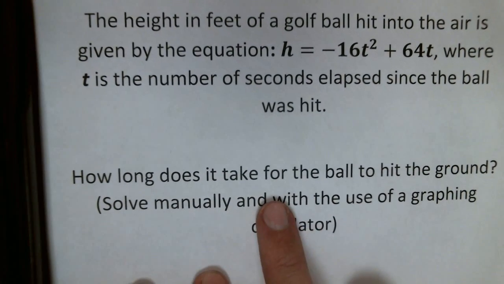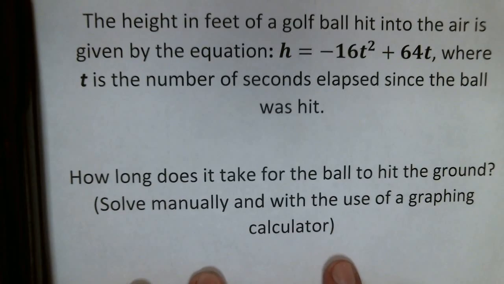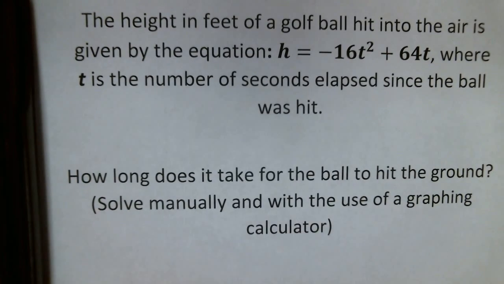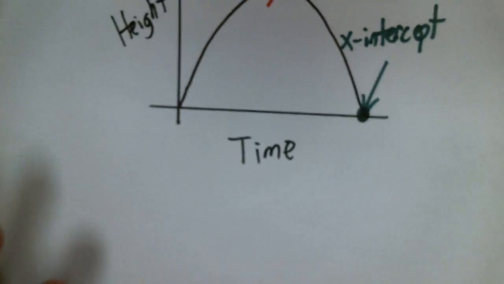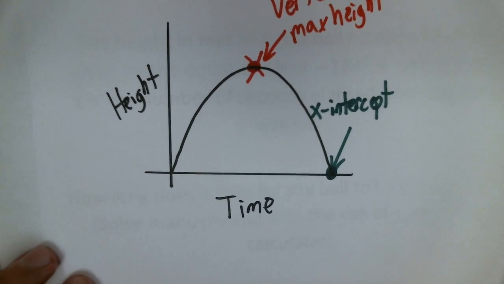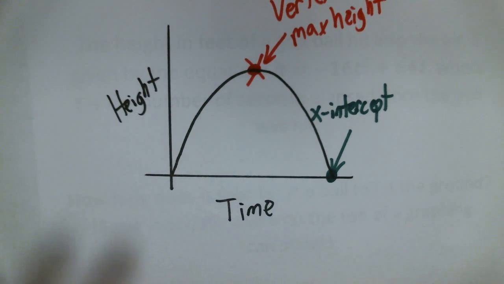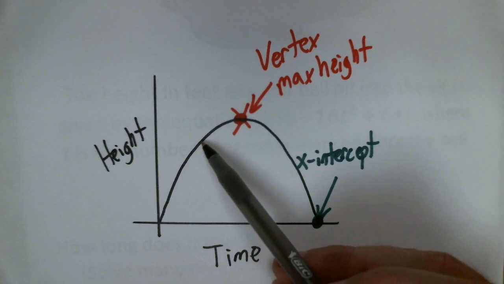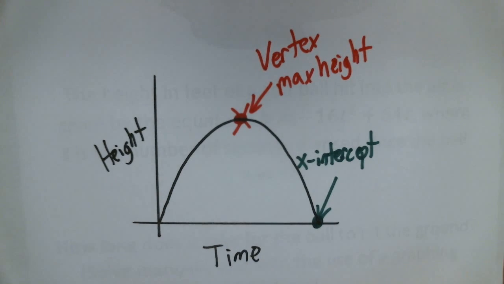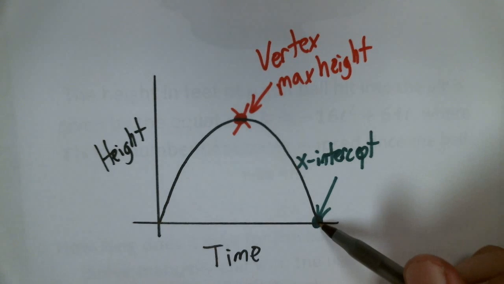Okay, and it's asking me, how long does it take for the ball to hit the ground? So let's go back to our sheet here. How long does it take for the ball to hit the ground? Okay, so I'm hitting the golf ball. The golf ball is going up. How long does it take to hit the ground? Am I trying to find the red dot, or am I trying to find the green dot? I'm trying to find this guy right here.